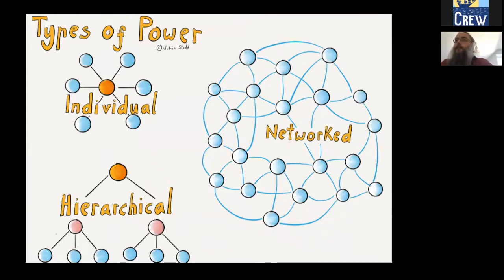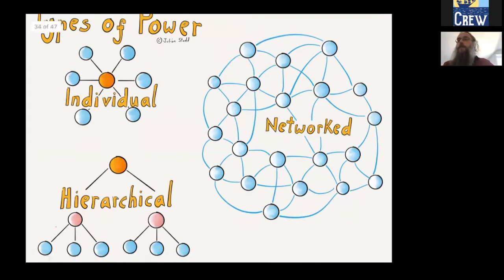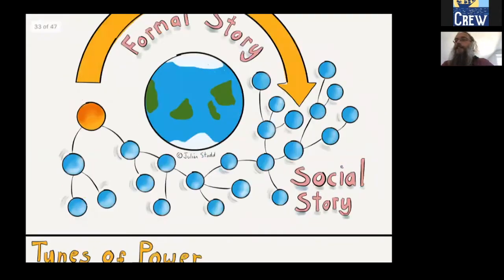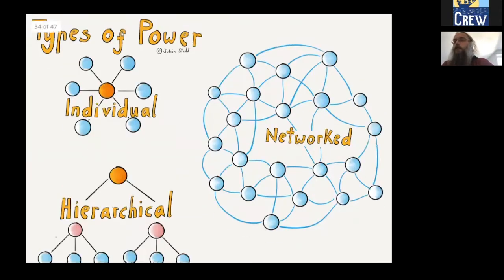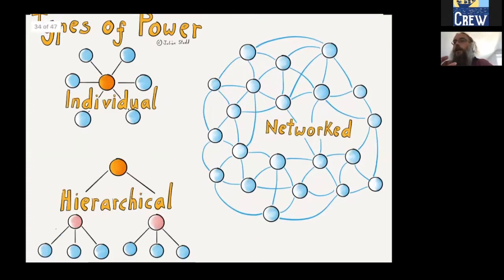But this is a body of work I'm doing at the moment around types of power. If you like, this is the types of bonds that exist in the social networks here. The types of power that exist can broadly fall into three categories. Individual power we looked at, the people I know directly and can influence or even control directly. Hierarchical power is the type of power which exists within formal systems. It's positional authority given to us by the organization.